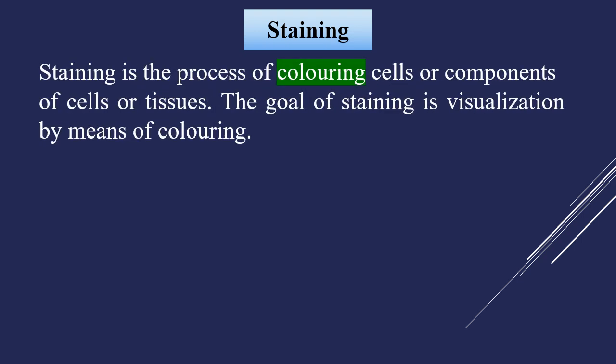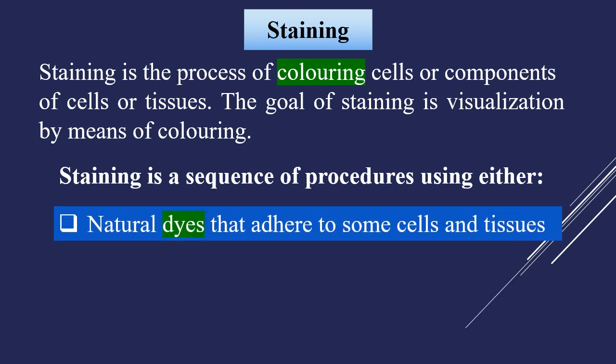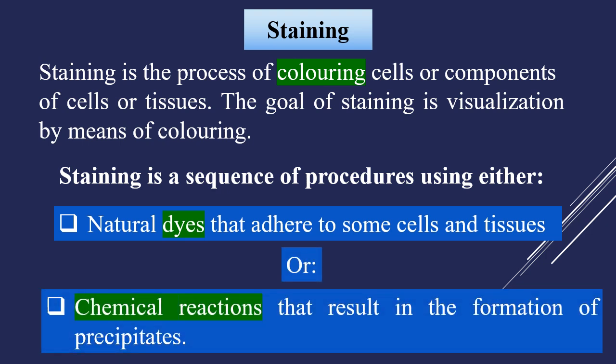Staining is the process of coloring cells or components of cells or tissues. The goal of staining is visualization by means of coloring. Staining is a sequence of procedures using either natural dyes that adhere to some cells and tissues, or also chemical reactions that result in the formation of precipitates.